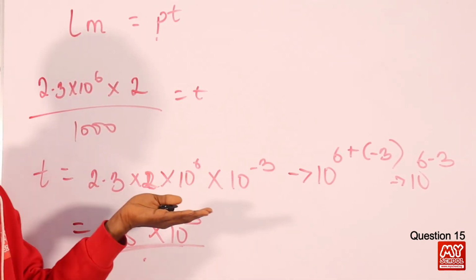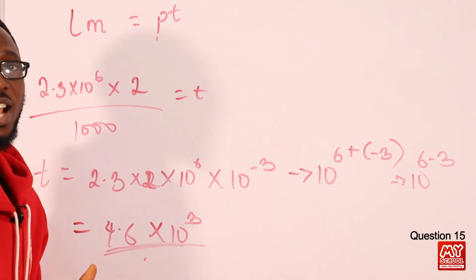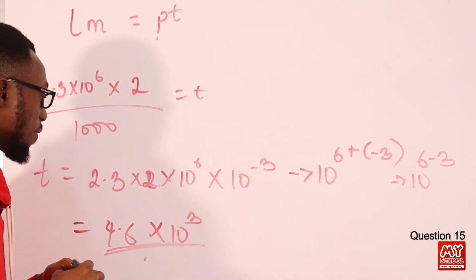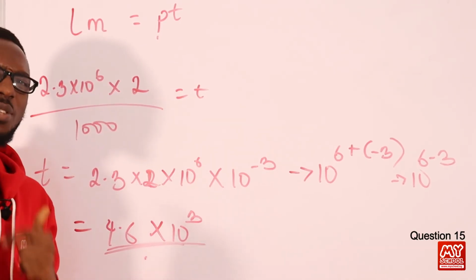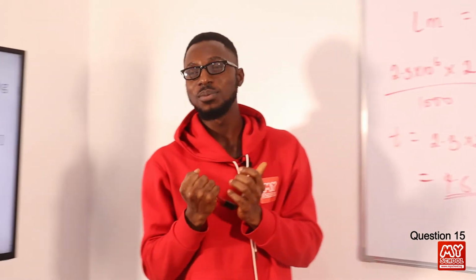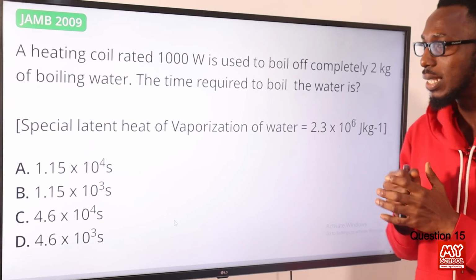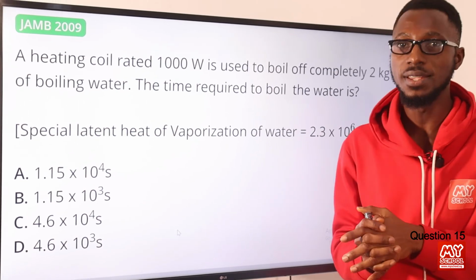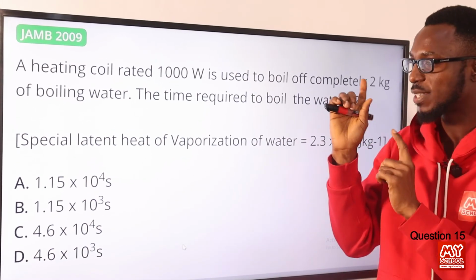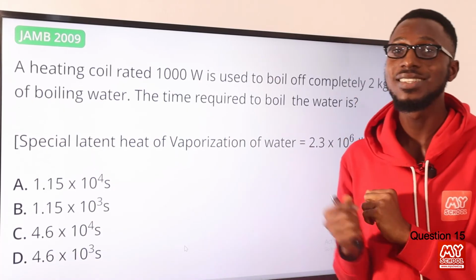You can actually use your calculator to simplify this process for yourself. So my answer should be 4.6 times 10 raised to the power 3. So let's go back to the screen to sort out that presentation. So we have 4.6 times 10 raised to the power 3. Please be very careful of the exponent. So option D is the correct option.